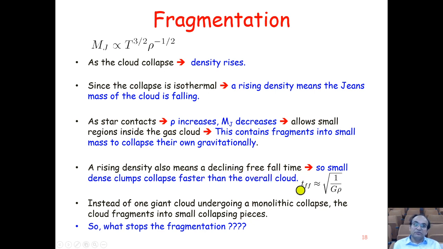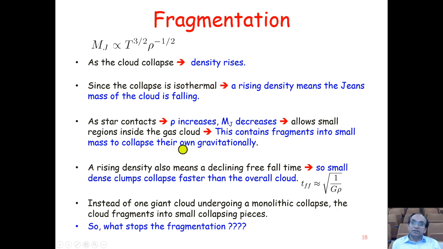That is, t free fall is inversely proportional to the square root of rho. So small dense clumps collapse faster than the overall cloud. So what is happening here? Since the density is increasing, Jeans mass will be decreasing. So the forming of small regions, that is fragmentation, happens. The cloud will fragment into small regions.